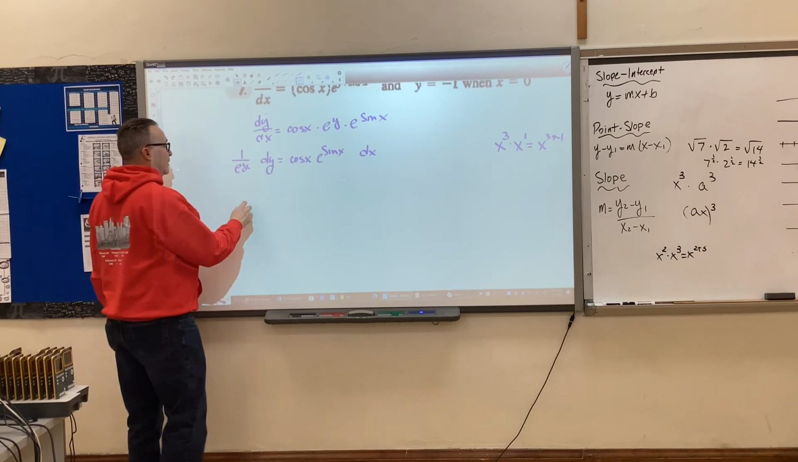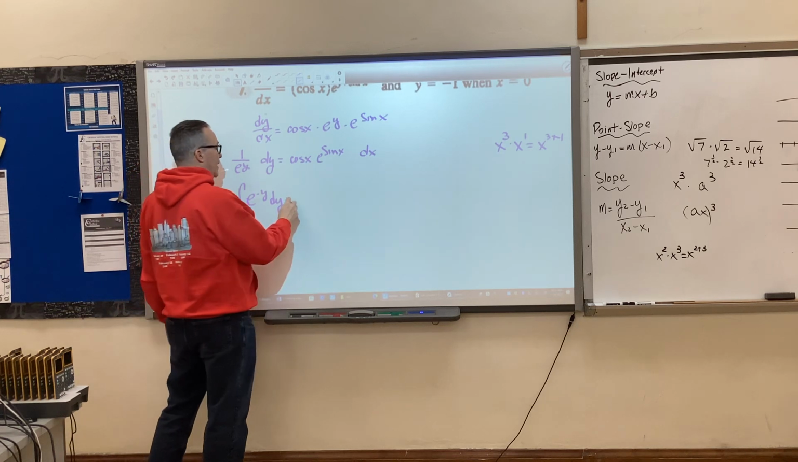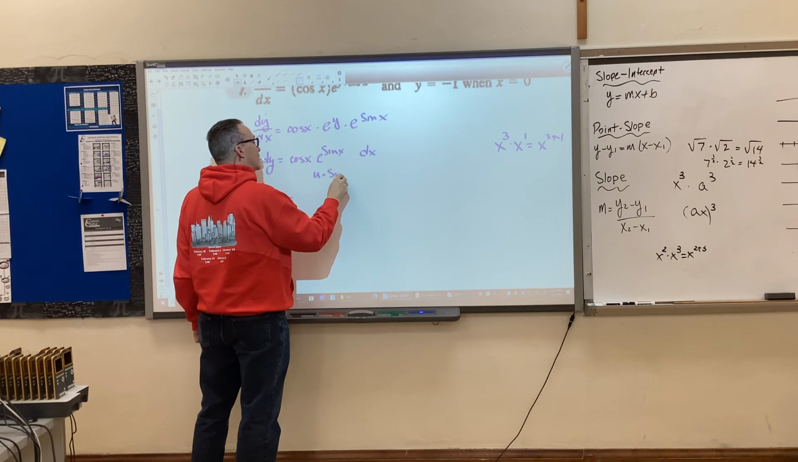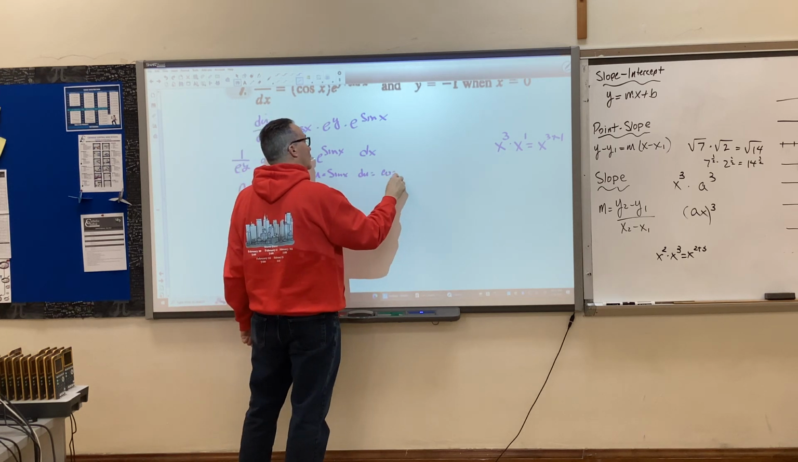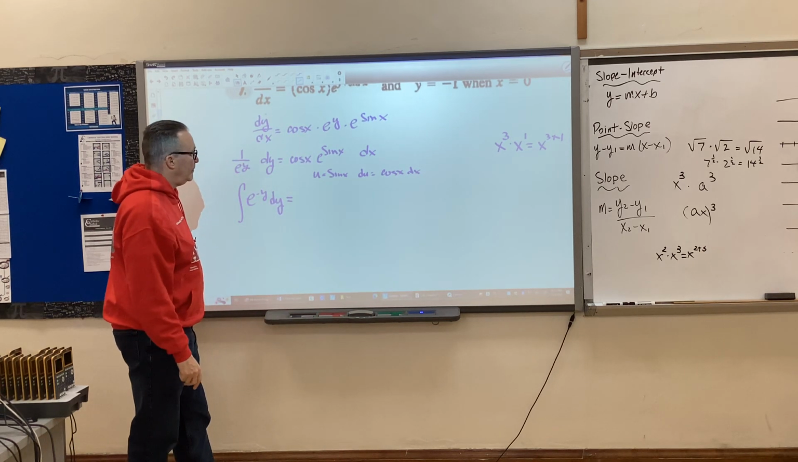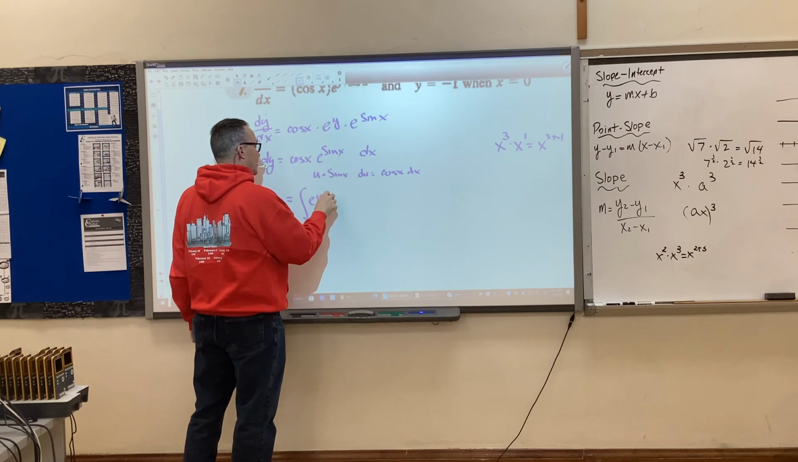So I guess we're integrating e to the negative y dy. And we choose a u here. U is sine of x. Du is cosine of x dx. So we're integrating e to the u du.